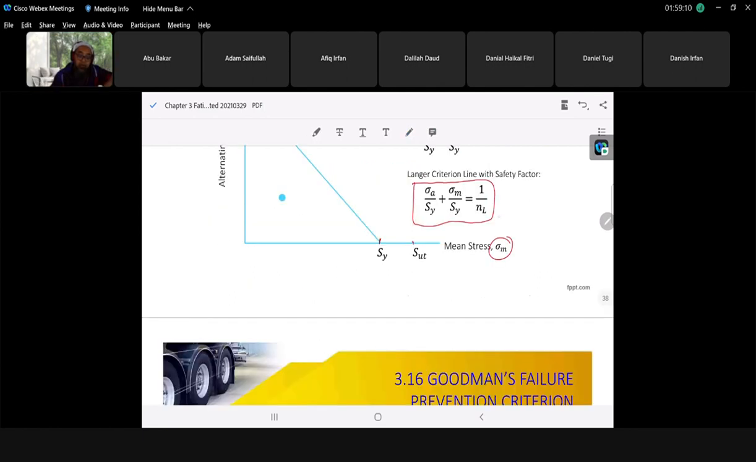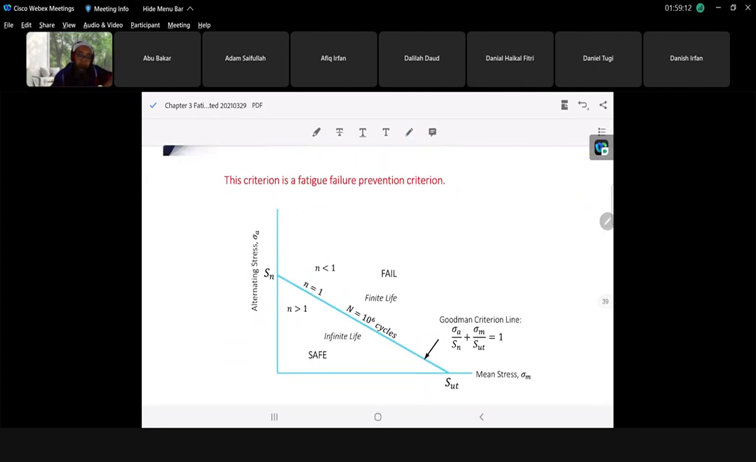But for Goodman, this is Goodman. You have to identify the alternating stress, so you have to use Sn, then the ultimate. Below this line is safe, above fails. This is infinite life, this is finite life.